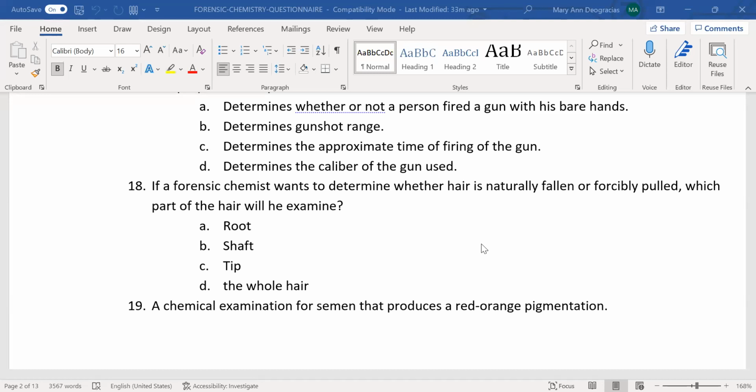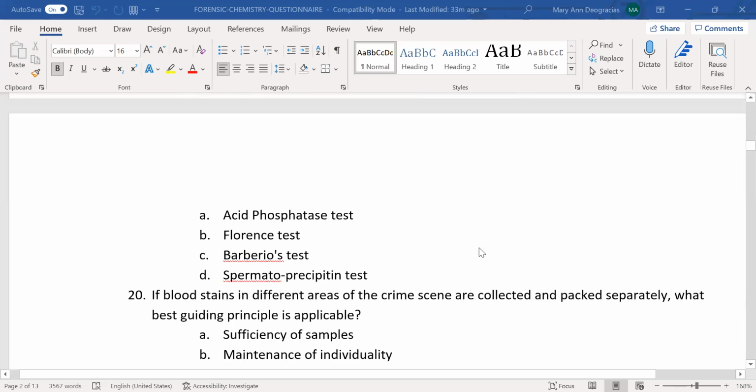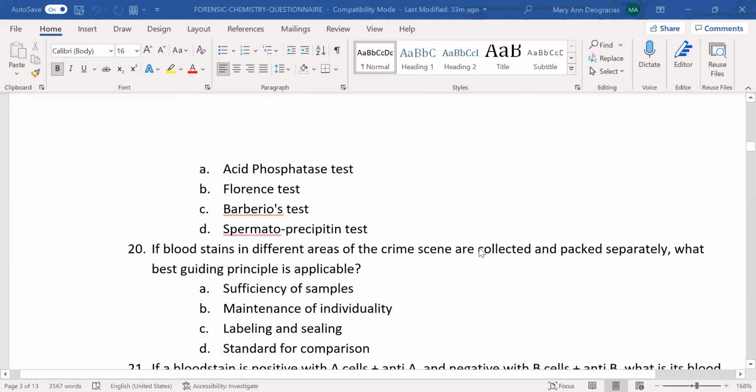Bakit? Kasi kung forcibly pulled yan, of course, we can still observe the root. While if it is a naturally fallen hair, that hair sample has no roots already. Kasi nga, naturally fallen, ibig sabihin, nawalan na siya ng root, kaya nalagas na lang siya. So, it's the root. So, a chemical examination for semen that produces a red-orange pigmentation. Is it A? Ayan. Acid phosphatase.